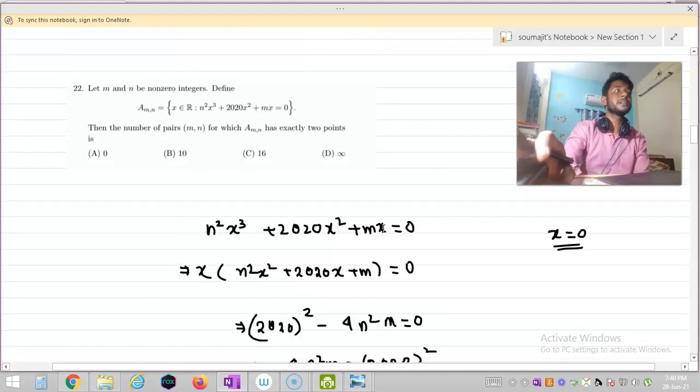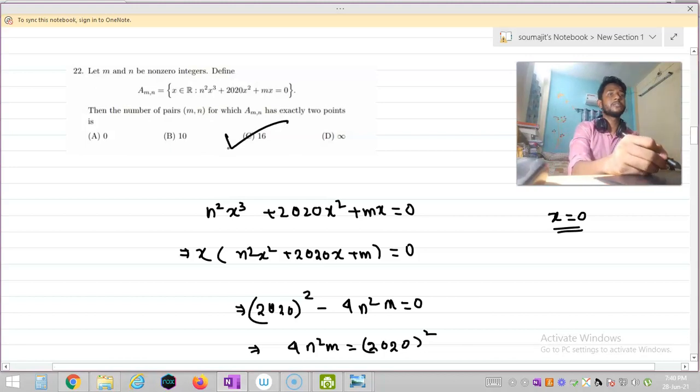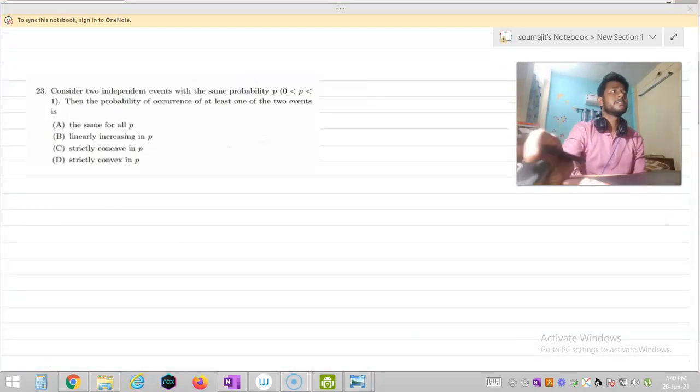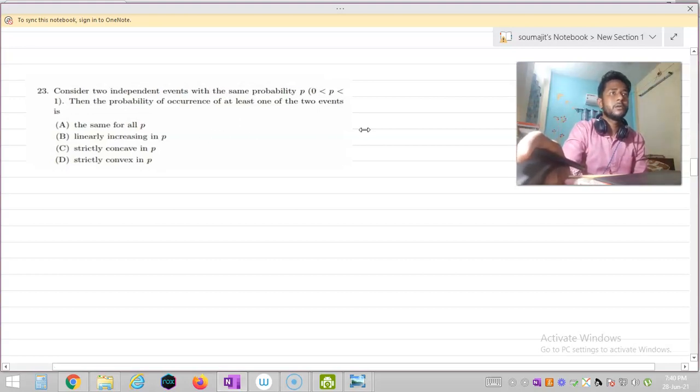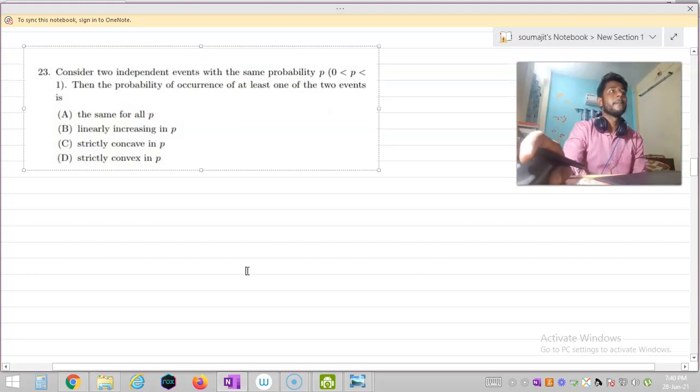Let us see the options. So option C is 16, so C is our correct option. That's all about question number 22. Now let us solve question number 23, which says that consider, I think it is too small to understand, just a minute. Okay, yeah, I think it is clear.